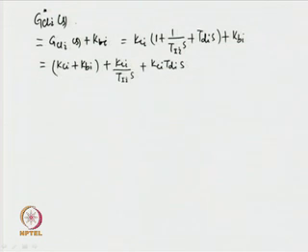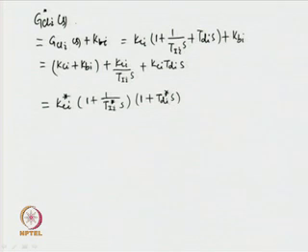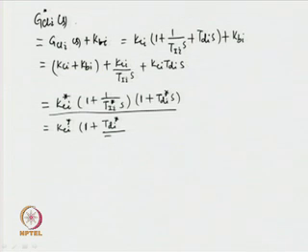But we have seen that GCLI star S is also given as KCI star times 1 plus 1 upon TII star S times 1 plus TDI star S. Now, this is the form of the new PID controller, which upon expansion gives us KCI star times 1 plus TDI star upon TII star plus KCI star upon TII star S plus KCI star TDI star S.